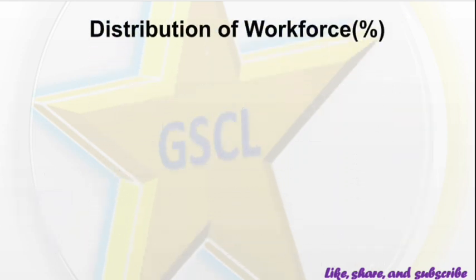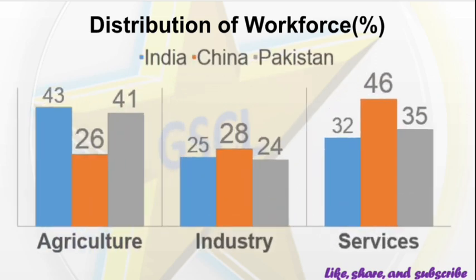This slide indicates the distribution of workforce in different sectors of the economy and is expressed in terms of percentage. This data is also from Human Development Report 2019 and Key Indicators of Asia and Pacific 2019. In India, 43% workers were engaged in agriculture sector, 25% in the industrial sector, and 32% in the service sector.